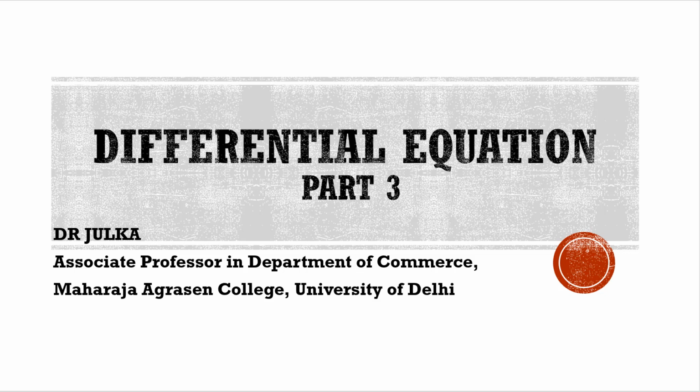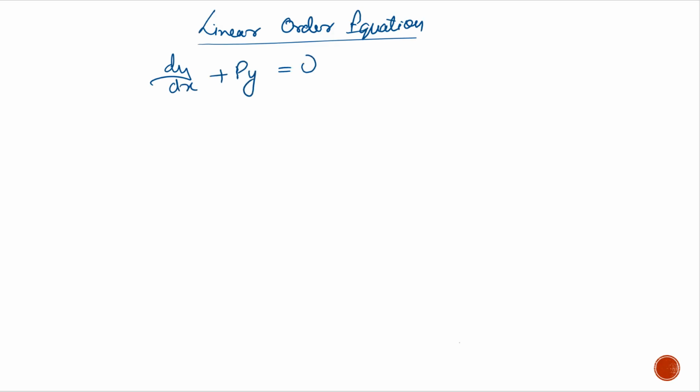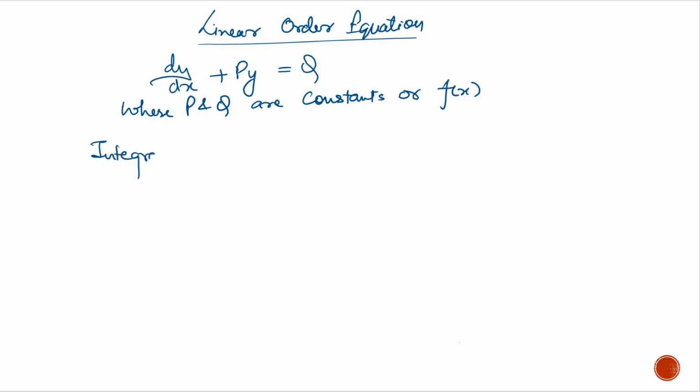Today in differential equations part 3, we'll talk about the linear order equation. Whenever we have dy by dx plus Py equals Q, where P and Q are constants or functions of x, first we find the integration factor. The integration factor is e raised to the power integration of P dx.